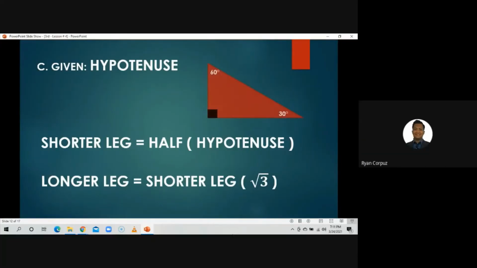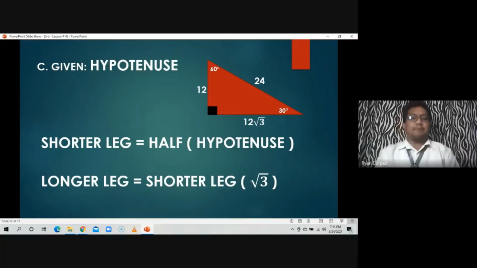So let's say, for example, that given right triangle. So, given yung hypotenuse, the hypotenuse measures 24. So, for you to find for the shorter leg, which is the side opposite the 30-degree angle, itong side na to, so just simply half the hypotenuse, divided by 2, 24 divided by 2 will come up with 12. So, the measure of the shorter leg is 12. How about the measure of the longer leg? That shorter leg should be multiplied by square root of 3. That should be 12 square root of 3. So that's the measure of the shorter leg and longer leg given the hypotenuse.